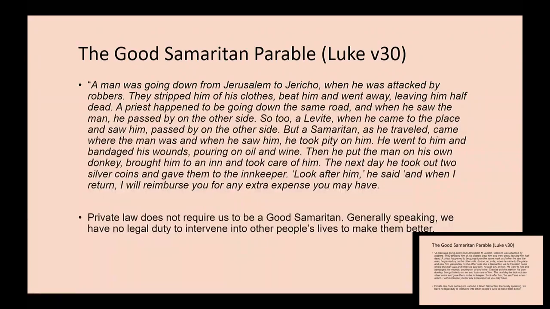Okay, so if we were to apply Lord Hoffmann's dicta to this Good Samaritan parable, the political argument would say you cannot tell the priest or the Levite where to walk and what to do, provided they are not harming anyone by their positive acts. And if you do tell them what they have to do, then you are interfering with their freedom.